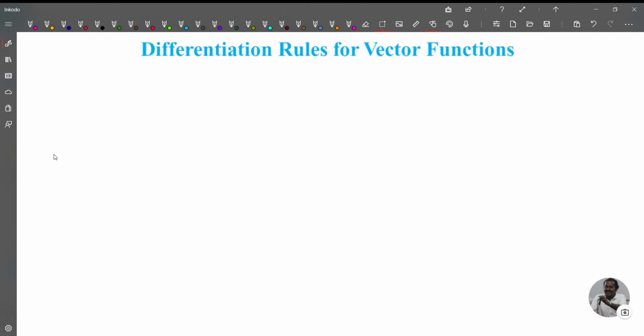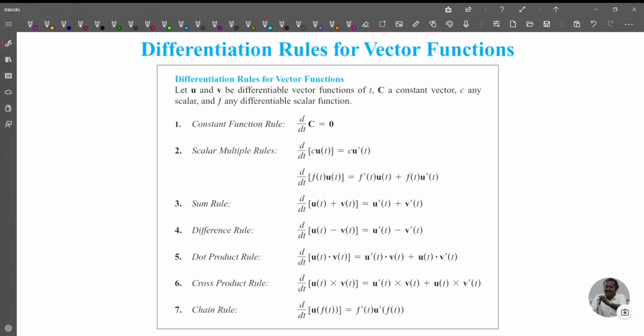Today we discuss differentiation rules for vector functions. So these are the rules for vector differentiation. Let u and v be differentiable vector functions of t. Vector C is a constant vector, c is any scalar, and little f is any differentiable scalar function.